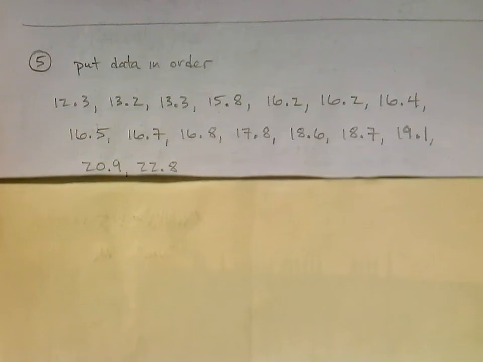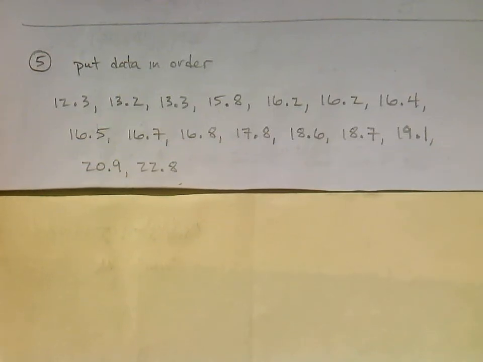I've gone ahead and done this already. 16 data values takes a little bit of time to pick through and get them all in order. But there they are. 12.3 we know is the shortest. And then it goes up from there. So I'll let you guys take a moment, copy these, right? 13.2, 13.3, 15.8, 16.2, another 16.2, 16.4, 16.5, 16.7, 16.8, 17.8, 18.6, 18.7, 19.1, 20.9, and 22.8. And that's all 16 sharks.